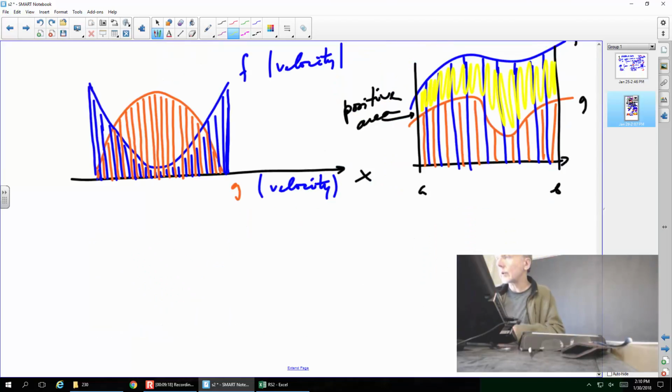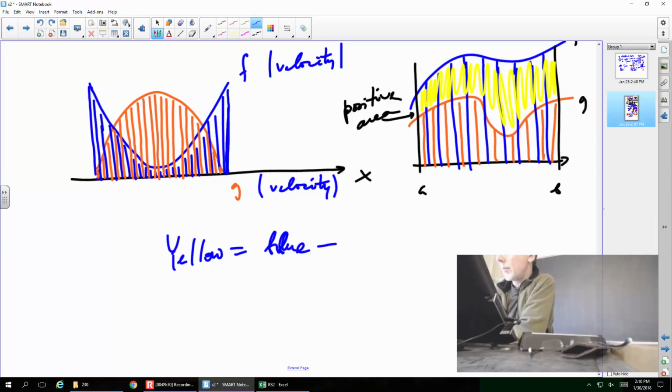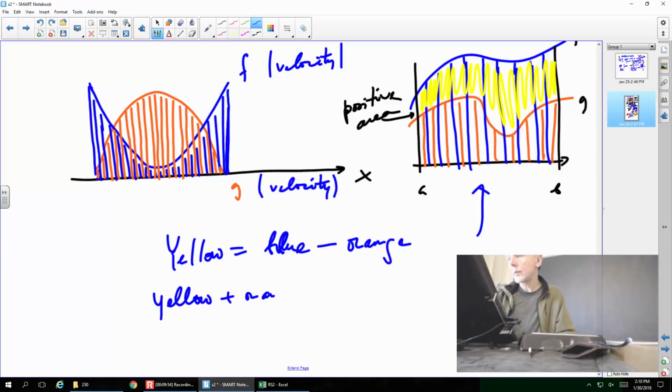So let me try to write what I wrote there. So the yellow is blue minus orange. Okay, right here. So the yellow area we're interested in will be the blue area minus the orange area. Or if I know algebra, then what you're going to have is yellow plus orange is equal to blue. Okay, you see it, right?